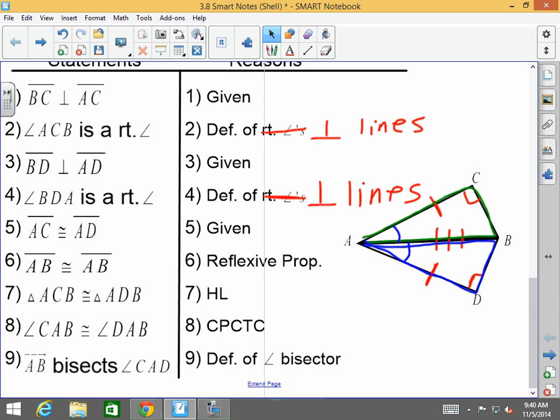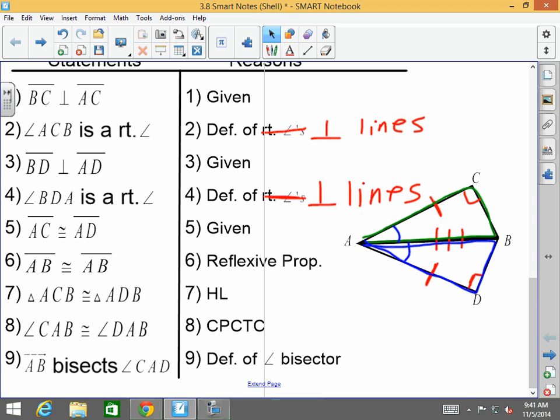You promise? Okay. Yes, sir. Wait, so first, no, I didn't prove anything about the angles, sir. I proved that the triangle, which I highlighted in green, triangle ACB, is congruent to the triangle highlighted in blue, triangle ADB, because of HL. Then I proved that angle CAB is congruent to DAB because of CPCTC.